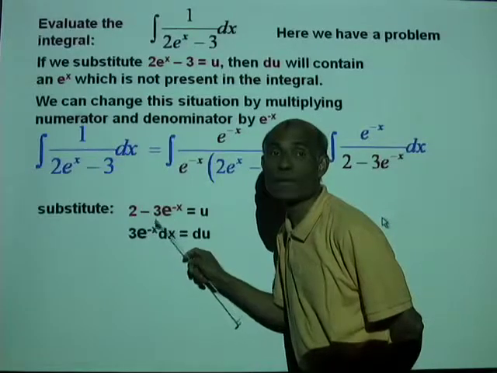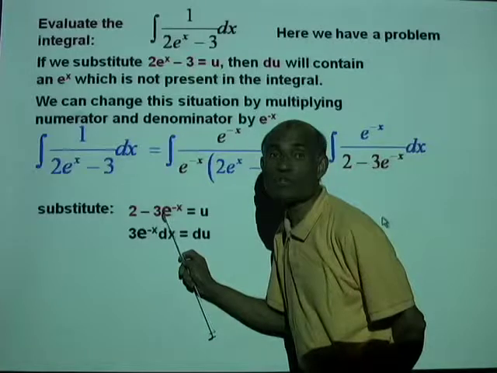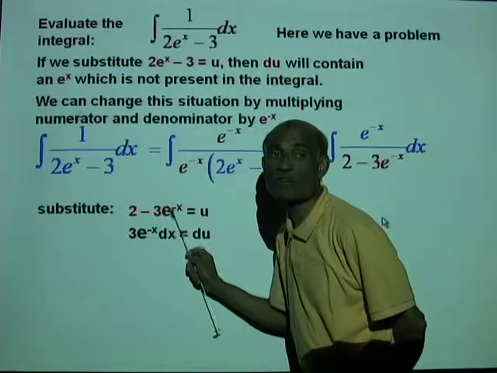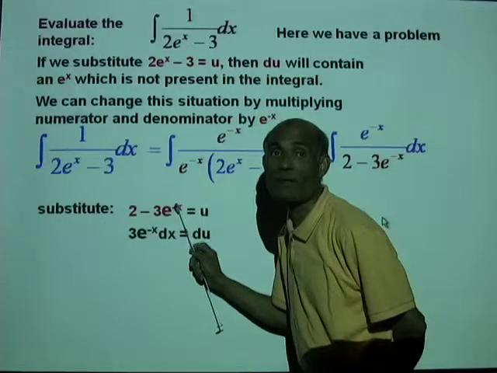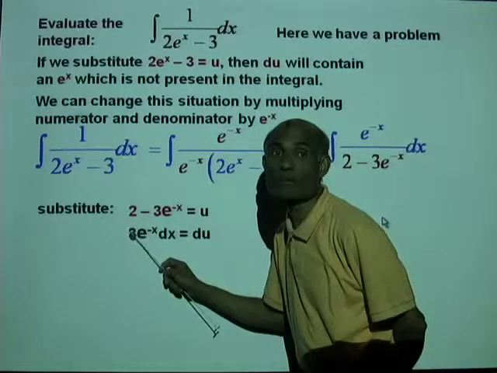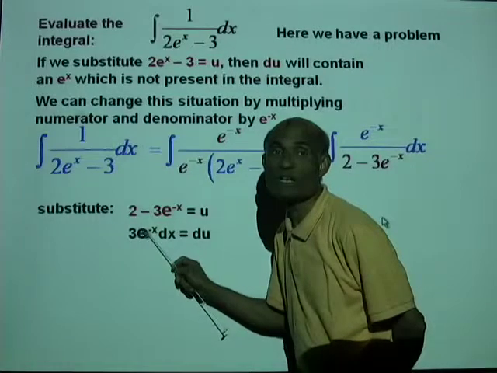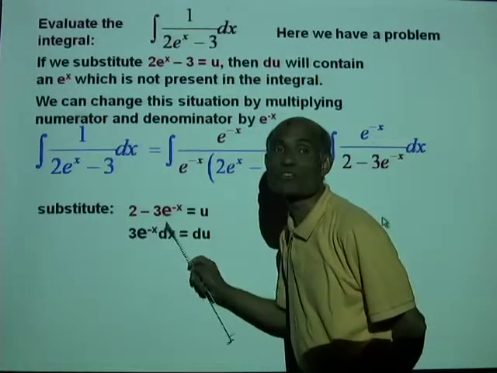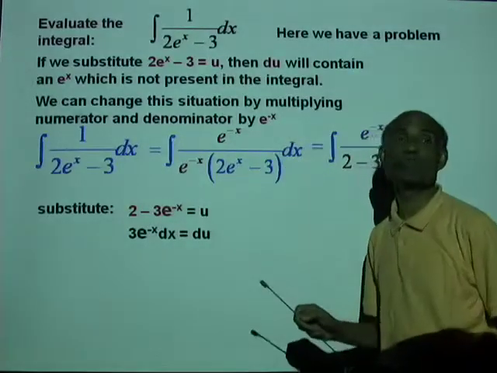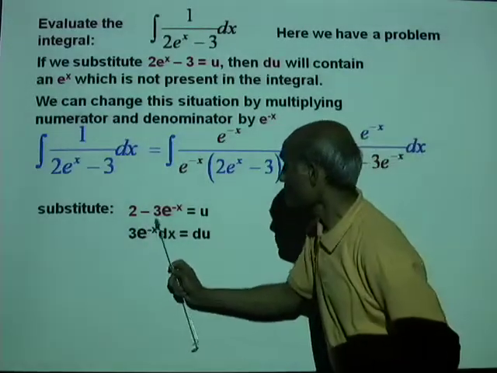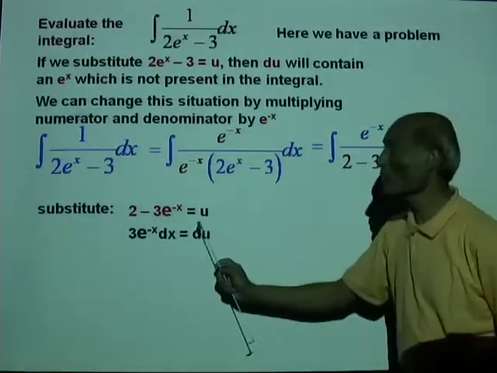Do that one more time. Check it again. Negative 3 times the differential of e to the negative x. It will be e to the negative x times negative 1. That negative 1 times negative 3 gives me positive 3. So positive 3 e to the negative x dx is the differential there, and the differential of u is du. So once you have this quantity equal to u, now watch this.